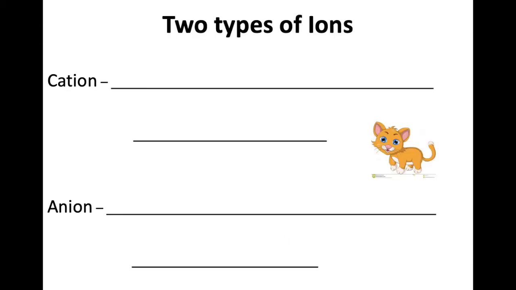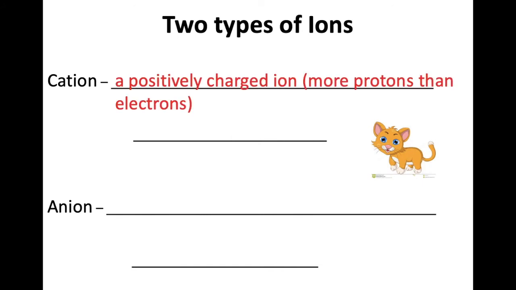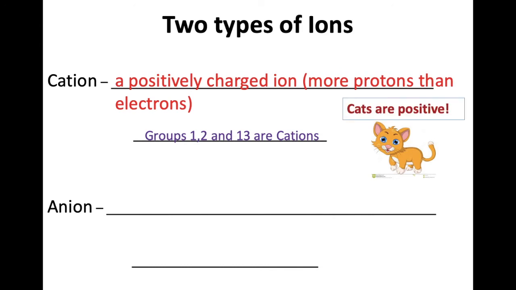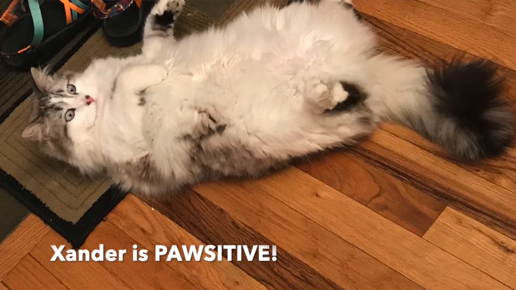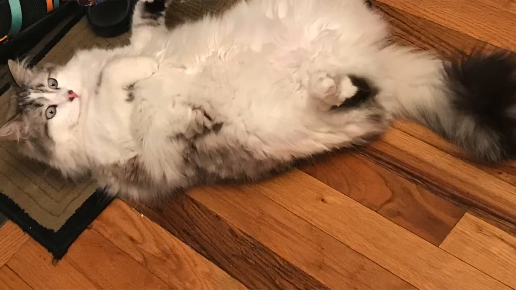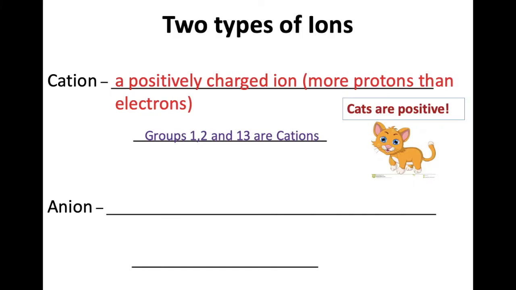Now there are 2 different types of ions. There's either a cation or an anion. A cation is a positively charged ion, which, chemically speaking, means it has more protons in the atom than it does electrons. For this, you can look at groups 1, 2, and 13 as all being cations. You can remember this because Miss Ducey loves cats, and cats make you feel really positive because they're the best. So cats are positive. They're the positively charged ions.